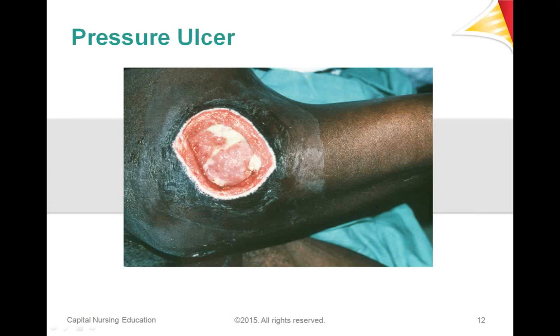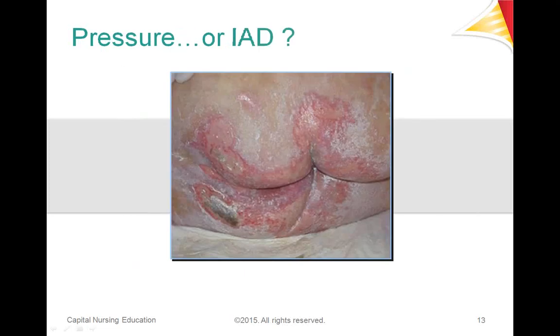This was a gentleman that I saw in home care many years ago. He had not only this type of lesion on each hip, on each trochanter, but he also had it over the sacrum as well. So he had multiple pressure ulcers. So it's pretty easy to identify that as a pressure ulcer.